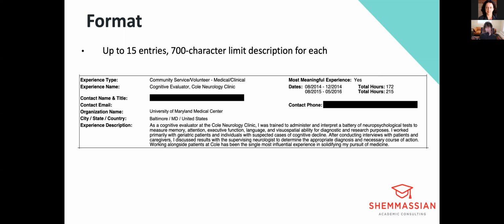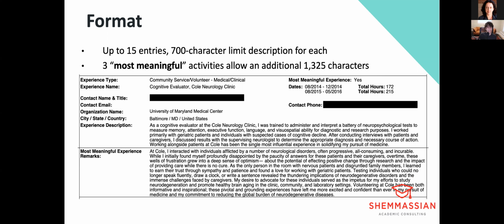I think that's okay. If you're talking about shadowing or publications, it's okay if you write the information in a very listicle sort of way. But for the most part, you want to have a paragraph description. All right, so there you go. You see how the most meaningful activities will show up.